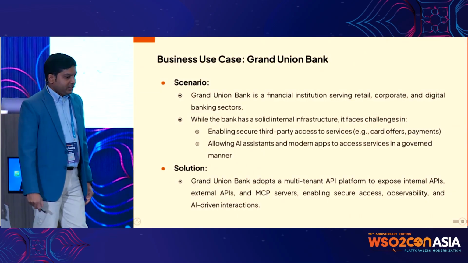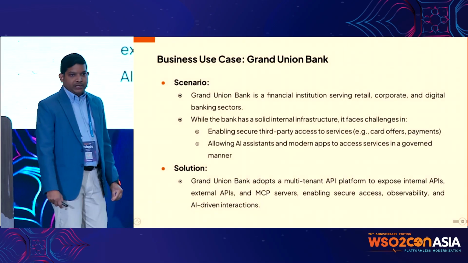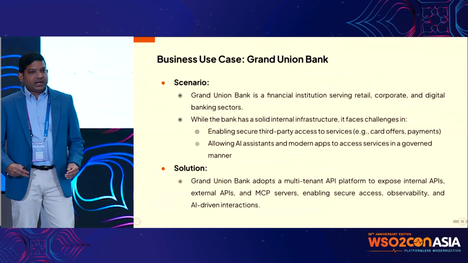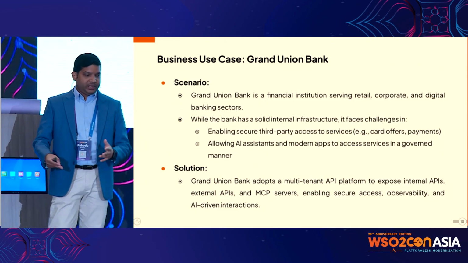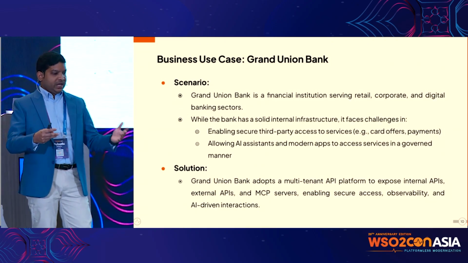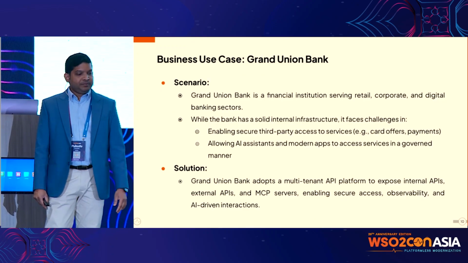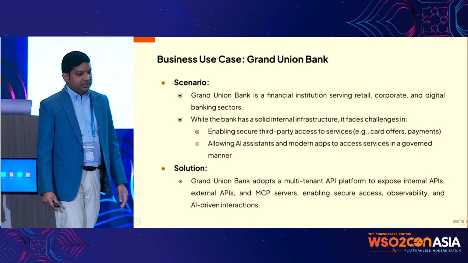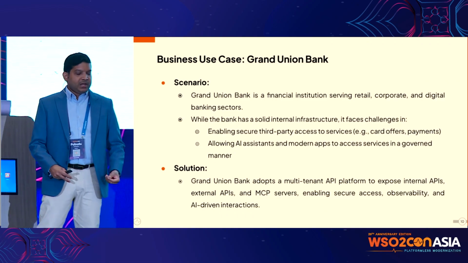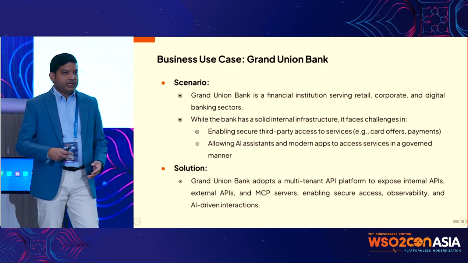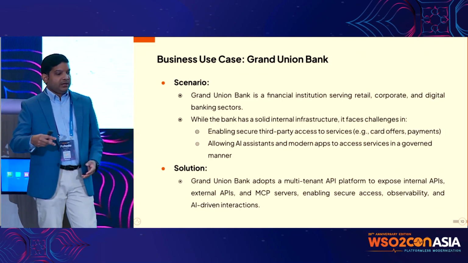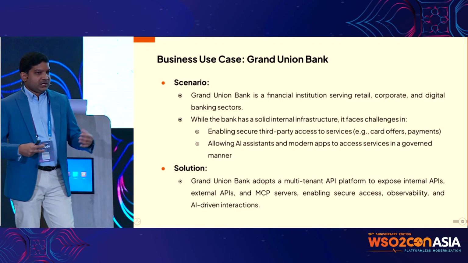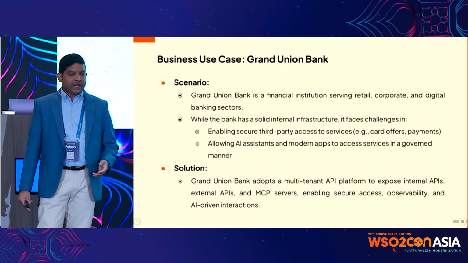Right, so let's look at the business use case. For a demo purpose, I have used the Grand Union Bank use case. This is a financial institute serving retail, corporate, and digital banking sectors. Although they have a solid internal infrastructure, it faces challenges: they need to enable secure third-party access to their services, and also they want to look at how they go about AI agent integrations, where they want to have more consumer-based applications in the AI era.